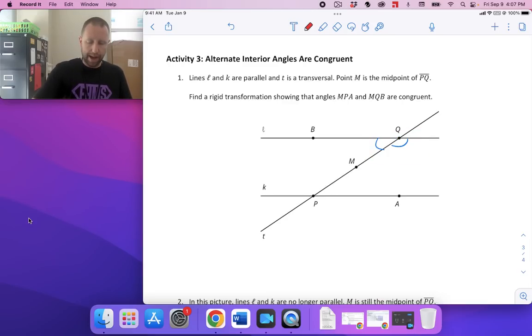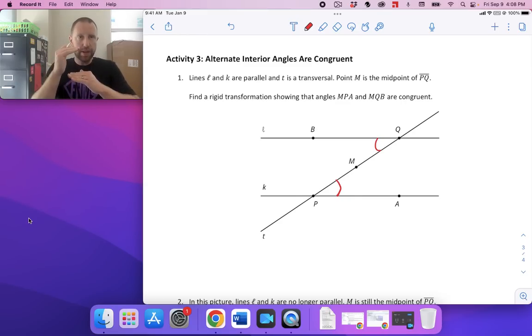Let's go ahead and see what they're having us do with these two parallel lines crossed by a transversal. It says lines L and K are parallel, and T is a transversal, which we knew. Point M is the midpoint of line PQ. Find a rigid transformation showing that angles MPA, that's this angle right here, and MQB, this angle right here, are congruent. Now those are alternate interior angles.